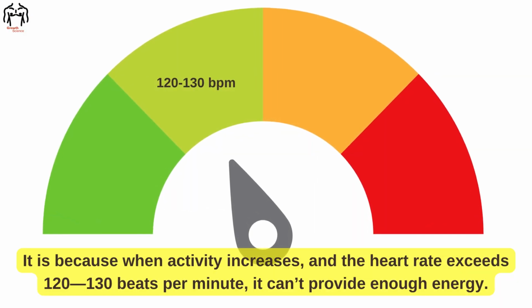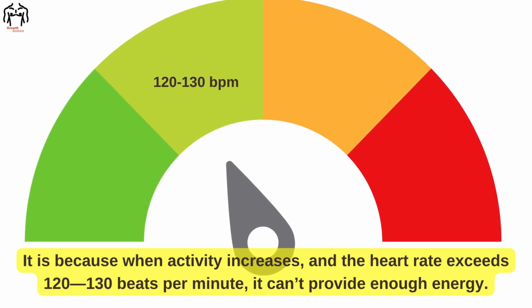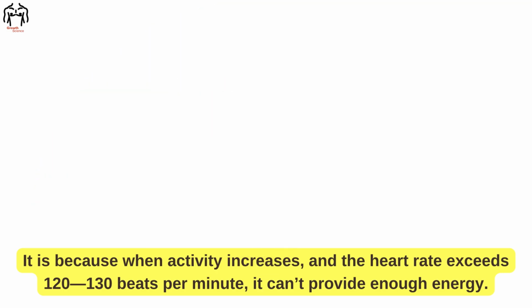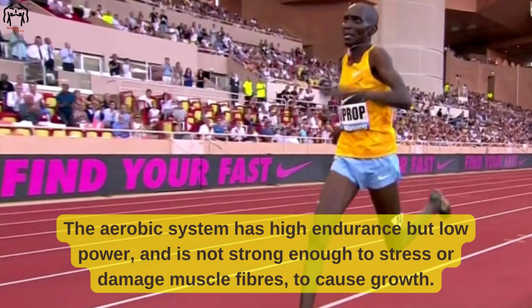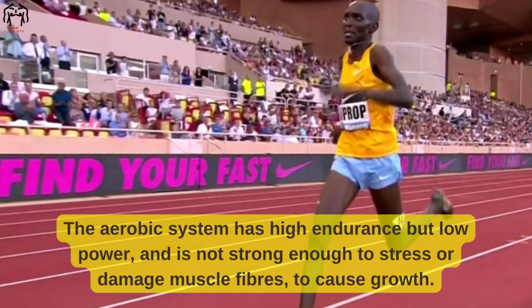It is because when activity increases, and the heart rate exceeds 120 to 130 beats per minute, it can't provide enough energy. The aerobic system has high endurance but low power, and is not strong enough to stress or damage muscle fibers, to cause growth.